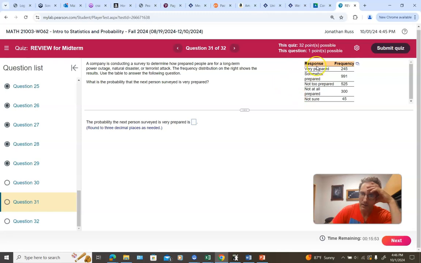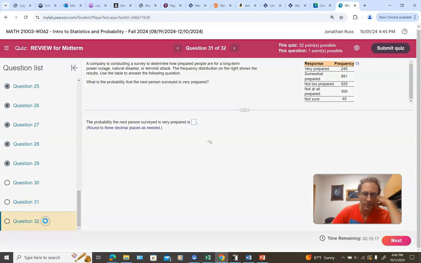Well, how many individuals that were surveyed are very prepared? Well, 245. So to find this probability, we would take 245 and divide by the total number that were sampled. Okay, and then you would round it to 3 decimal places. So I'm not going to do all that. You just add up all these numbers, and then divide 245 by that number. And that will give you the probability.